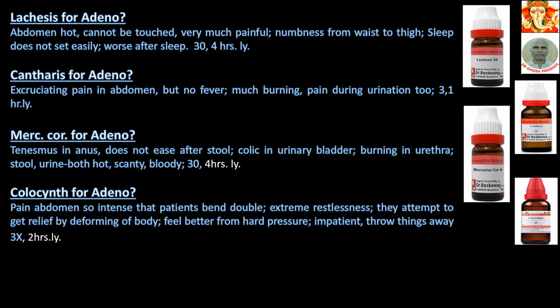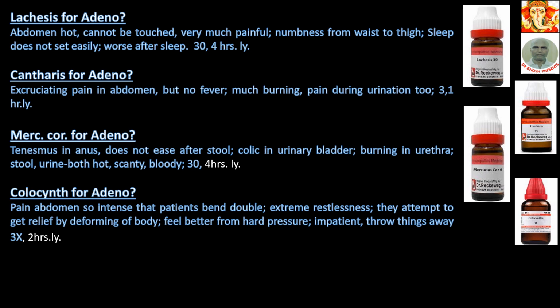Lachesis for adenovirus: abdomen hot, cannot be touched, very much painful, numbness from waist to thigh, sleep does not set in easily, worse after sleep. Use Lachesis 30, 4 hourly. Cantharis for adenovirus: excruciating pain in abdomen, but no fever, much burning, pain in urination too. Use Cantharis 3, every hour.